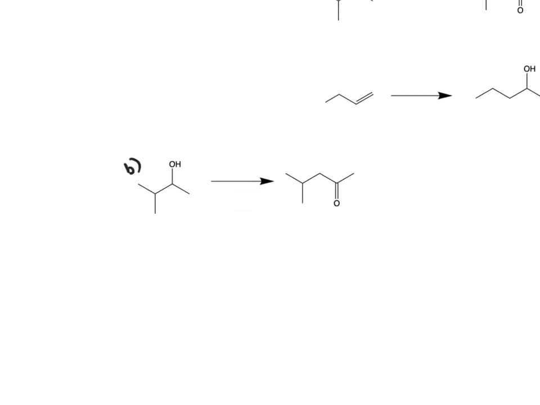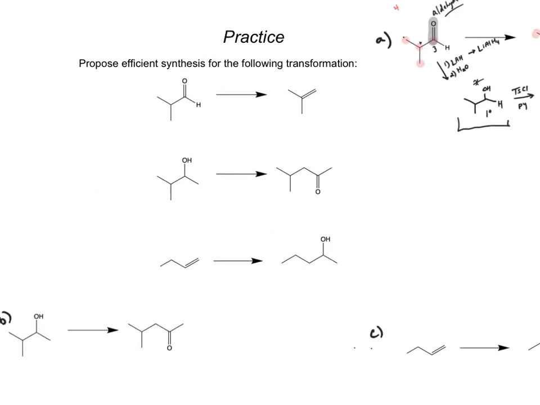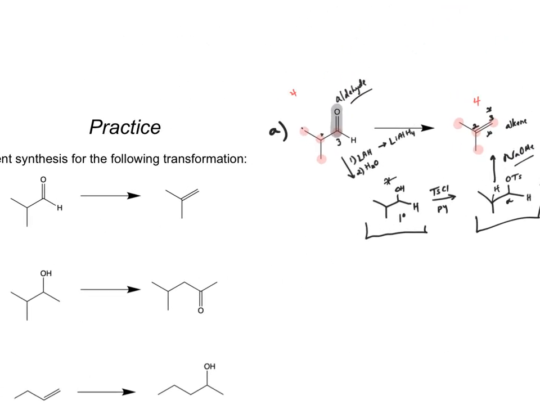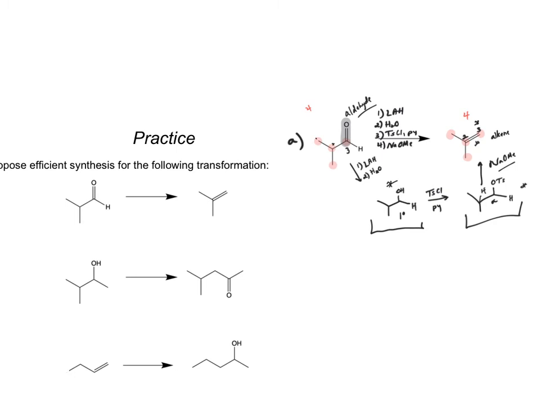Okay, so then I'm going to move on to B. Let me go ahead and highlight everything. So first step is lithium aluminum hydride. Second step is water. Third step is tosyl chloride, pyridine, and of course I ran out of room on the bottom half of my arrow. Fourth step is sodium methoxide, or any strong base.